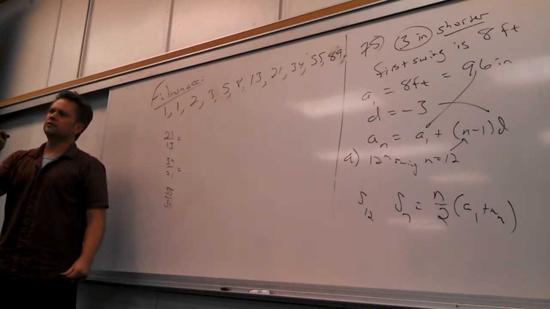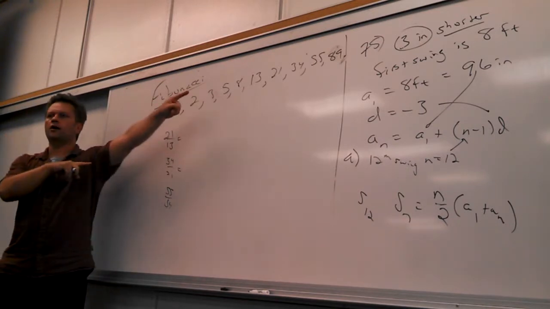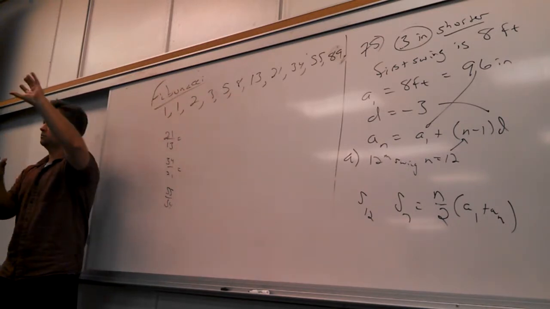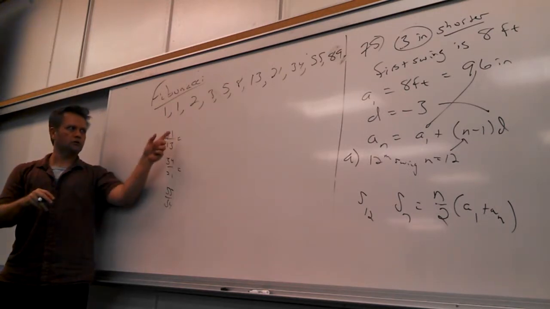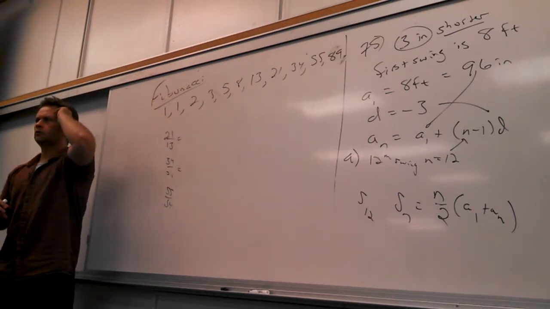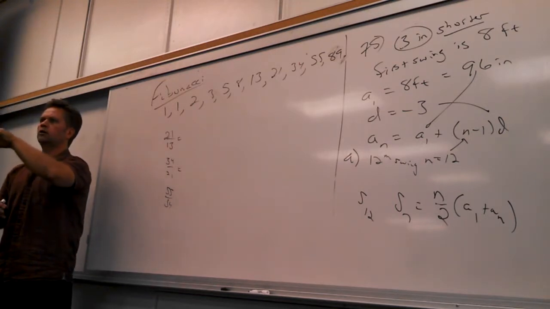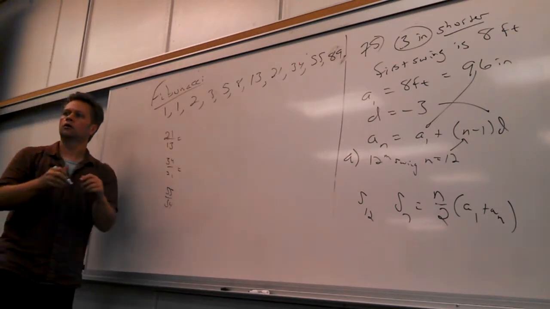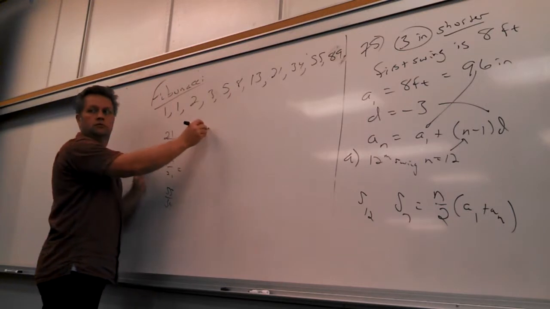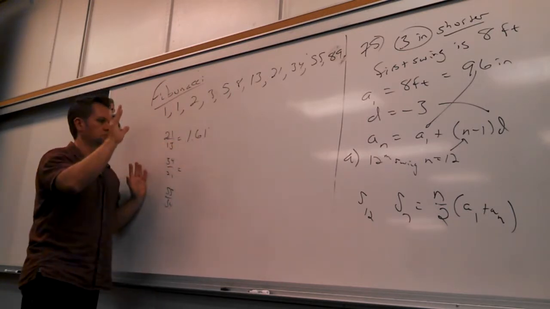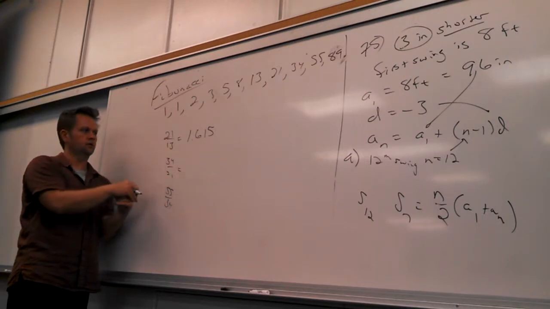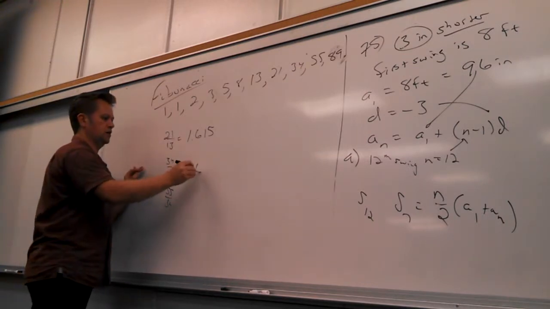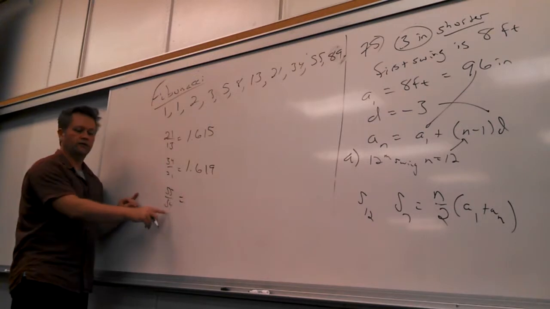But it's still interesting that the further I go out in the sequence, the more geometric it becomes, believe it or not. So help me out. Who's got 21 divided by 13? 1.61. 1.615? Yeah. And what's 34 divided by 21? 1.619, roughly. And then 55 divided by 34?